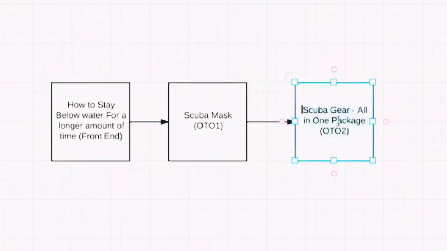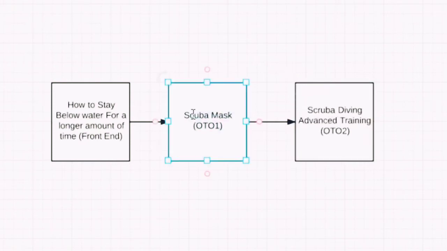Now, let's say it's an information product. So let's say that we won't do a service, and we can do a service in the next video. But let's say, for example, that this is a product. So maybe we could do scuba diving training, advanced training. So OTO2 is the biggest, baddest bonus that we can offer, and that's the advanced training.